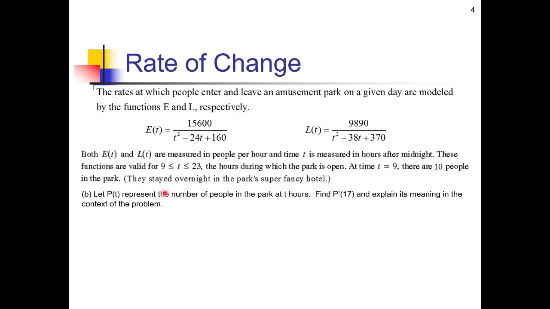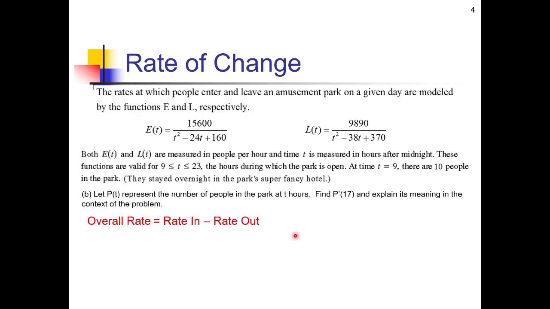So if P is the number of people, P prime is the change in the number of people. The overall rate of change in the number of people in the park is going to be a factor of two things. We need to consider the number of people entering per hour and the number of people leaving per hour. So overall, the overall rate is going to be the rate in minus the rate out.